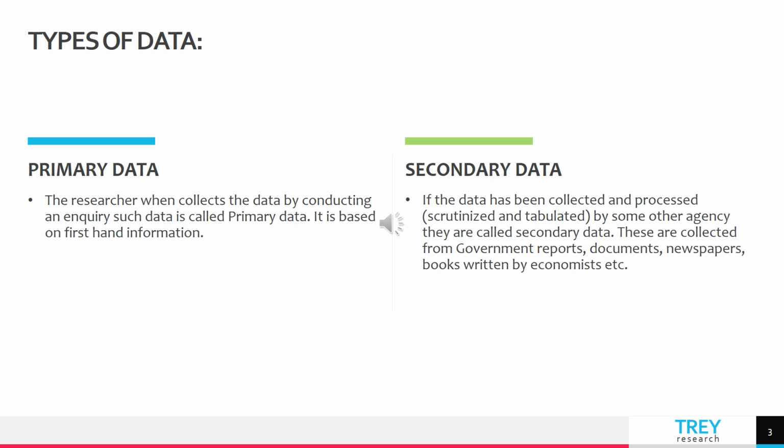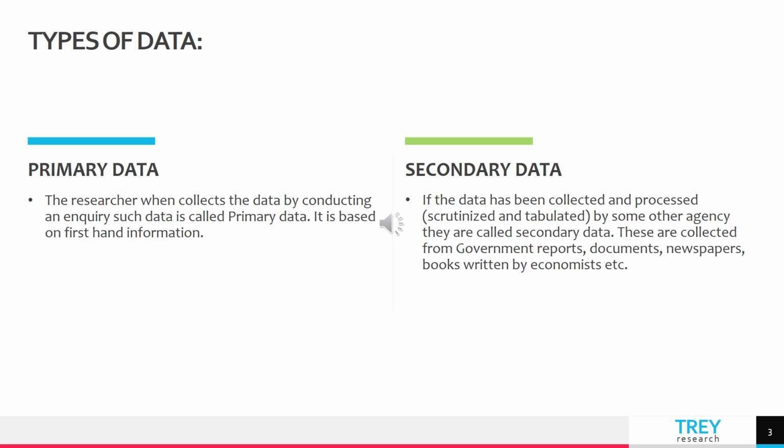Primary data is when the researcher collects the data by conducting an inquiry. Such data is called primary data. It is based on first hand information. It means you are directly collecting the data from the provider. There is no one in between to interpret it or to provide it to us.